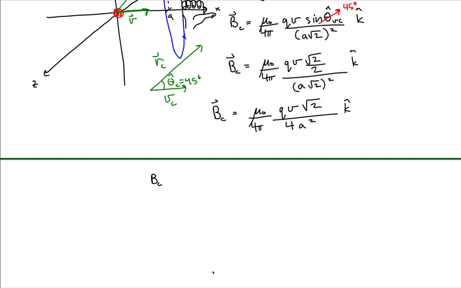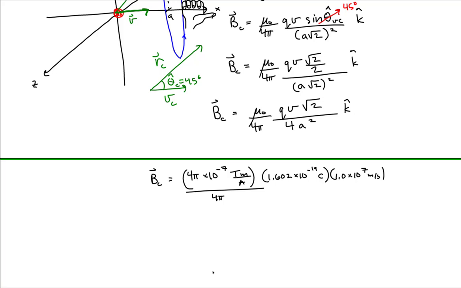Well, let's plug in our numbers. We have mu naught, the permeability of free space, is 4 pi times 10 to the minus 7 Tesla meters per amp, over 4 pi times q, which is the charge of a proton, 1.602 times 10 to the minus 19 coulombs, times the velocity, which is 1.0 times 10 to the 7 meters per second, times root 2 over 4 times a, 1.0 times 10 to the minus 3 meters, quantity squared.